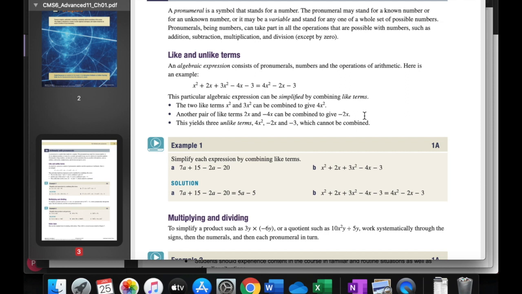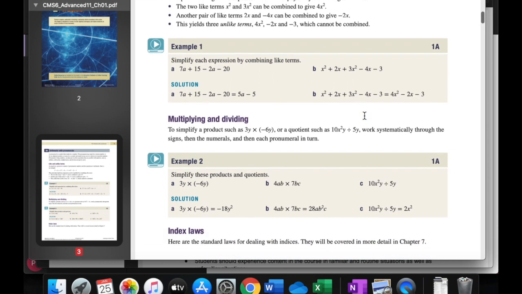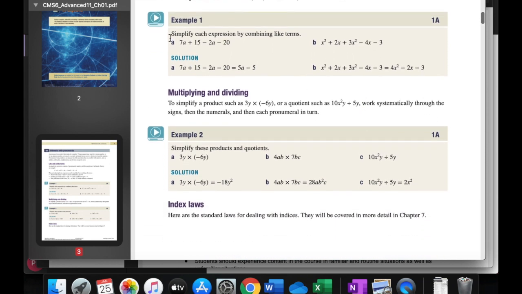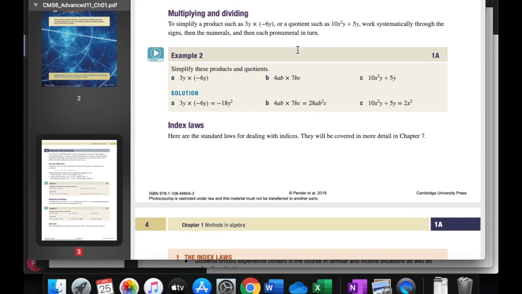Suck it up. Like and unlike terms, if I still have to explain to you that you can't put x squareds together with x's when you're adding or subtracting, you need to get better. And I'm not gonna go through example 1. You know how to put like and unlike terms together. You know how to add and subtract with letters and numbers. Multiplying and dividing, you also know how to do this. So for example, 3y times negative 6y.